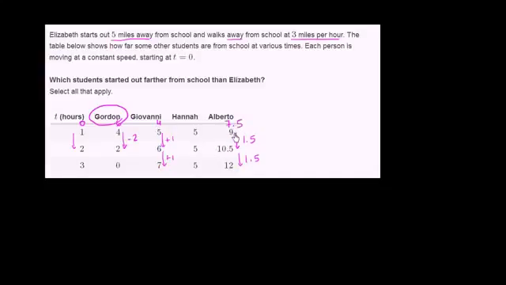So he definitely started further from school than Elizabeth. Elizabeth started out 5 miles away. Alberto started off 7.5 miles away and is going even further and further and further. So the two students that started out farther from school than Elizabeth are Gordon and Alberto.